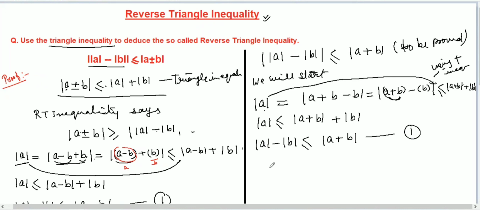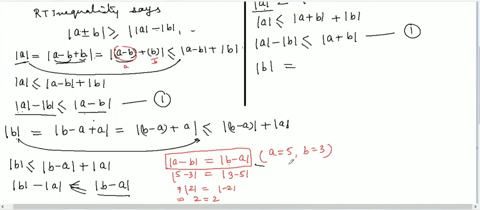Now we started by taking absolute value of A, and this time we will start with absolute value of B. See the first one, we started by taking absolute value of A minus B plus B. Here we started A plus B minus B. And here, absolute value of B, we start with absolute value of B minus A plus A.